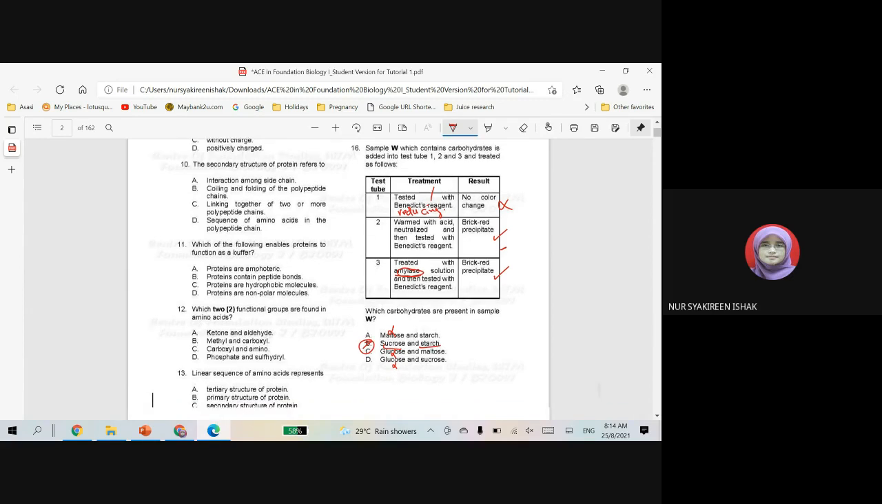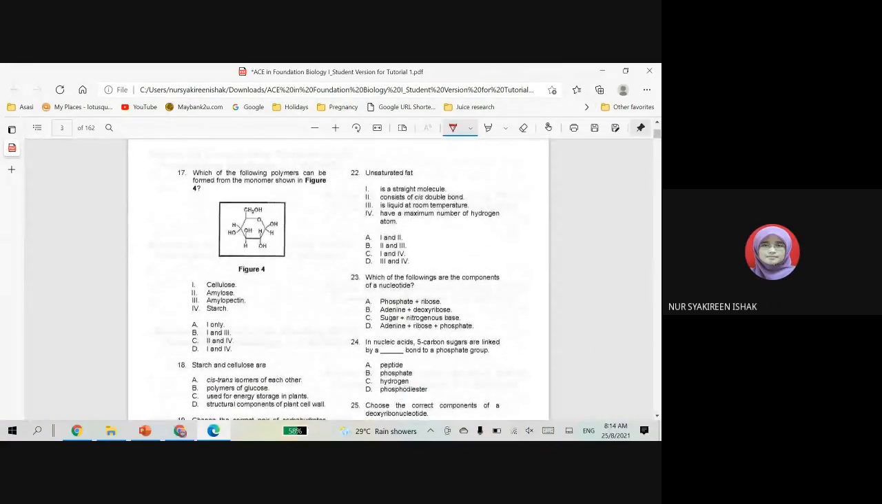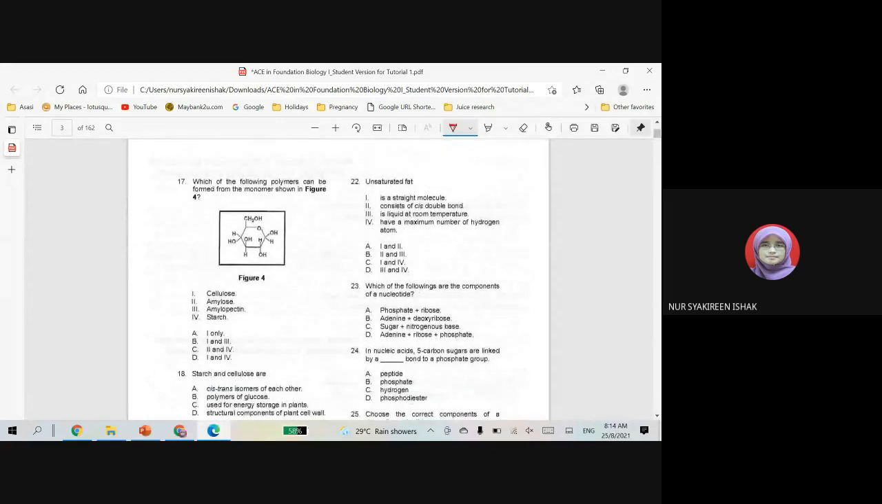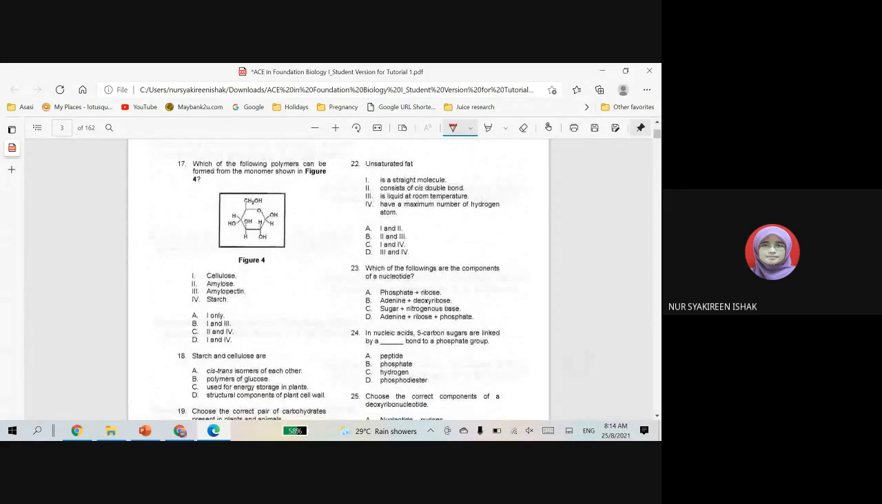Ada yang tak faham? Faham. Okay, yang ni nanti recording ni saya akan bagilah, and then you can go through yang mana yang tak dapat buku lagi. Okay, so next, which of the following polymers can be formed from the monomers shown in figure 4? As you can see, figure 4 shows you the structure of what?